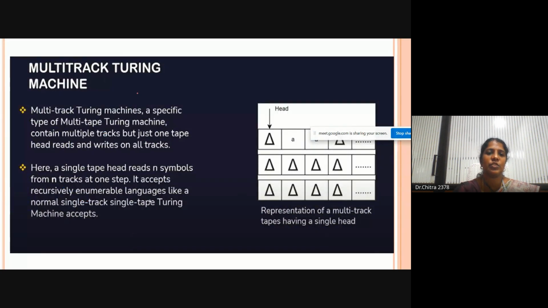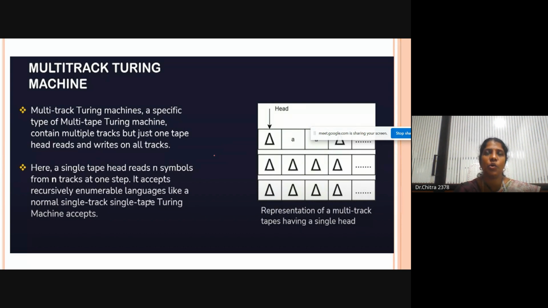So the multi-track Turing machine is a specific type of multi-tape Turing machine only. Multiple tracks, but one tape head is there. Only one head is there. In the multi-tape Turing machine, there are many heads. If the number of tapes is n, then n heads are there. At the same time, you can modify n tapes. But in the multi-track Turing machine, many tracks are there, and only one head is there.